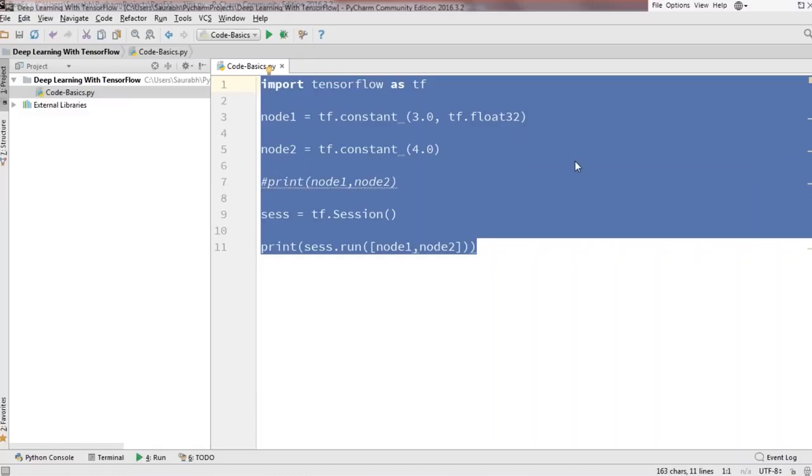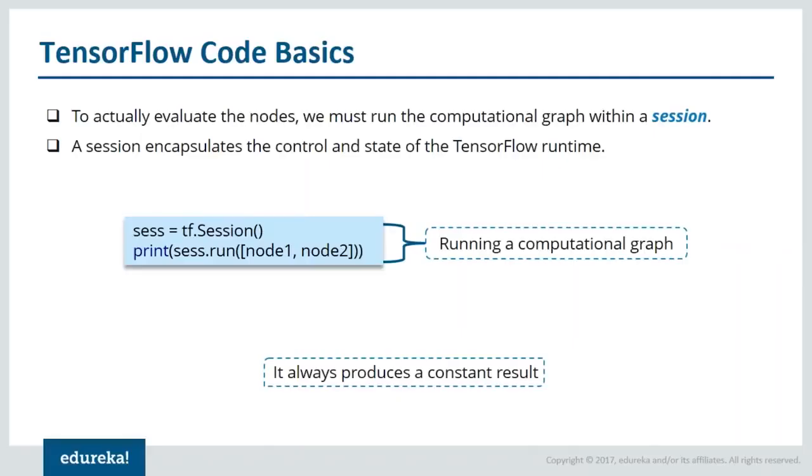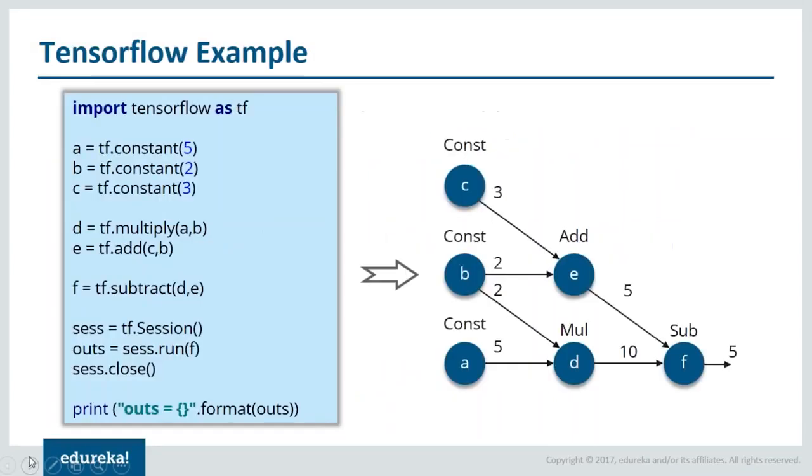Fine, so I'll again open my slides. And the one thing that you must have noticed here is that it will always produce a constant result, right? So how to actually avoid that? So we saw how to run a computational graph as well. Now let me explain it to you with one more example.